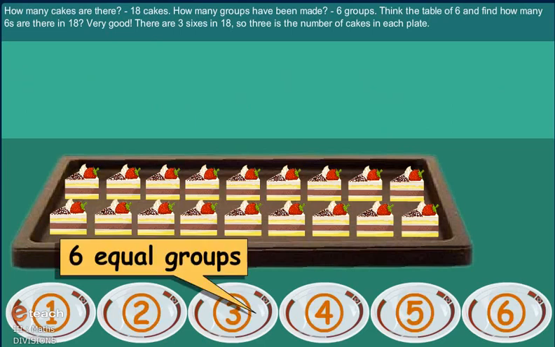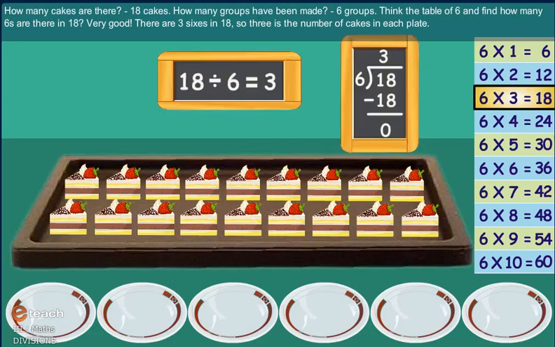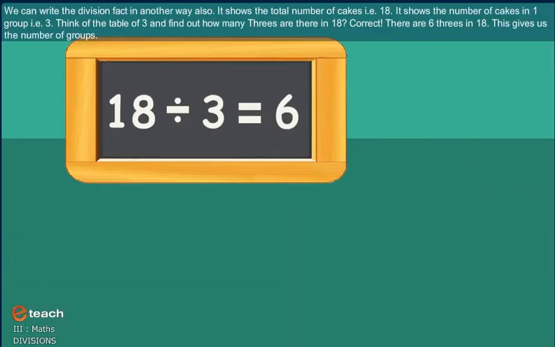Think of the table of 6 and how many 6s are there in 18? Very good. There are 3 6s in 18. So, 3 is the number of cakes in each plate. We can write the division fact in another way also.